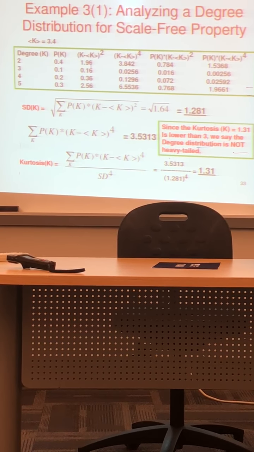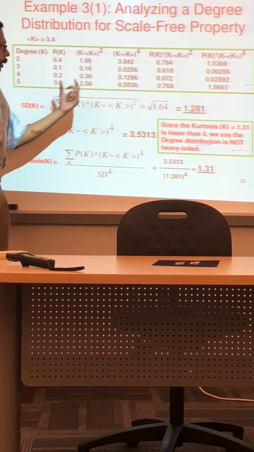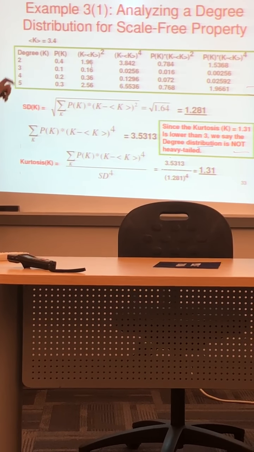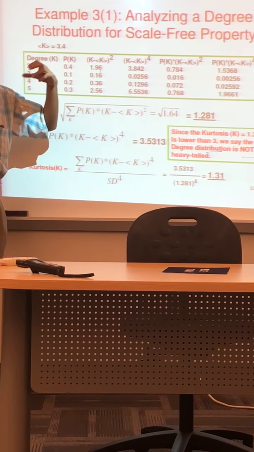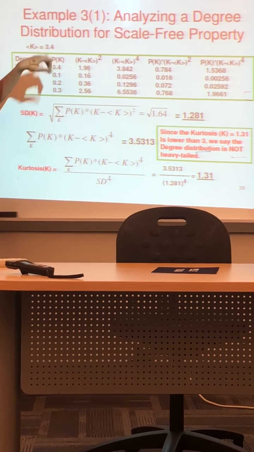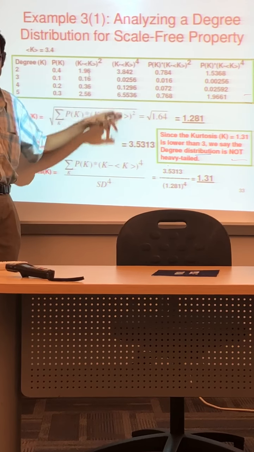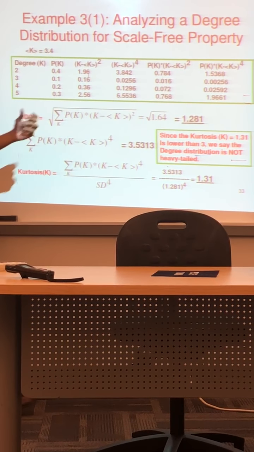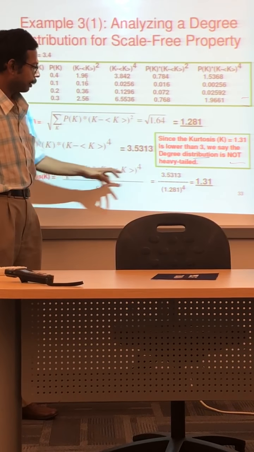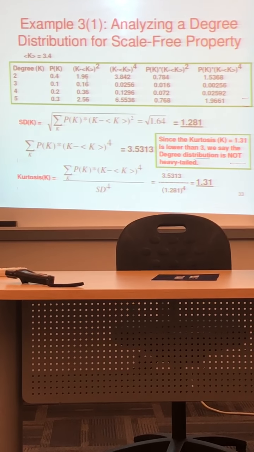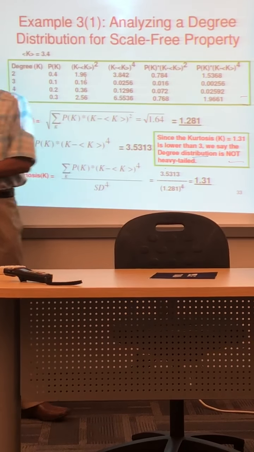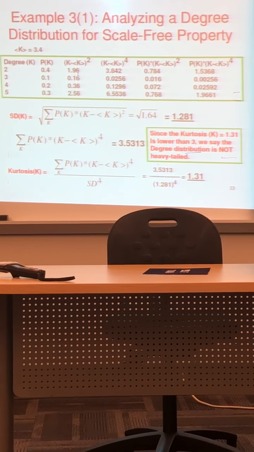Okay? Now for the kurtosis, we have to find the fourth power of this difference, k minus average raised to 4. So 2 minus 3.4, negative 1.4 raised to 4. Then 3 minus 3.4, negative 0.4 raised to 4, and so on. Then multiply this with p of k and add them up. You get 3.5313, divided by the fourth power of the standard deviation. So you get 1.31. The kurtosis is well below 3.